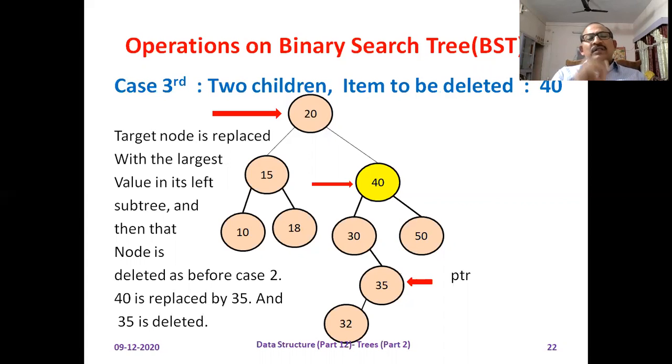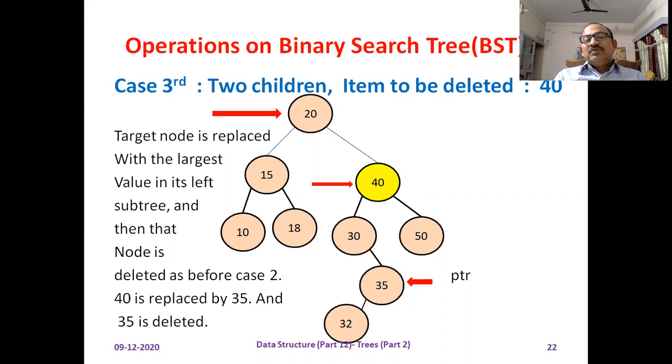Here the target node 40 is replaced with the largest value in its left subtree. And what is the largest value in the left subtree of the target node 40? You can see the 35. Replace this 40 with this largest node in the left subtree of 40. Now 40 becomes 35. Okay. And then the node is deleted as before, in case 2.